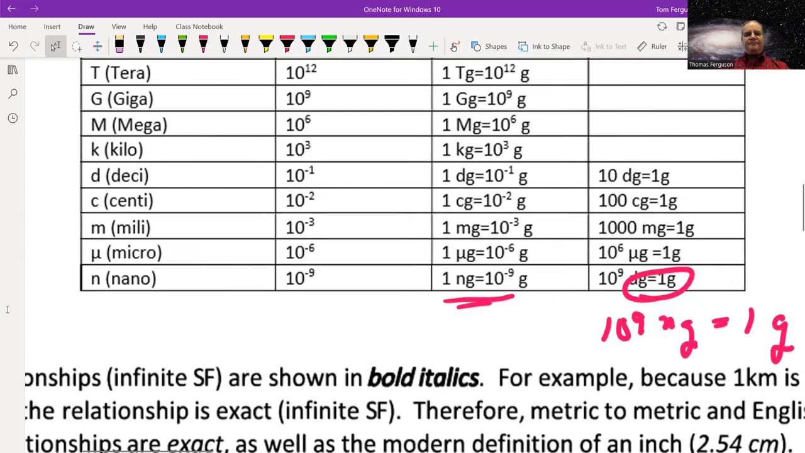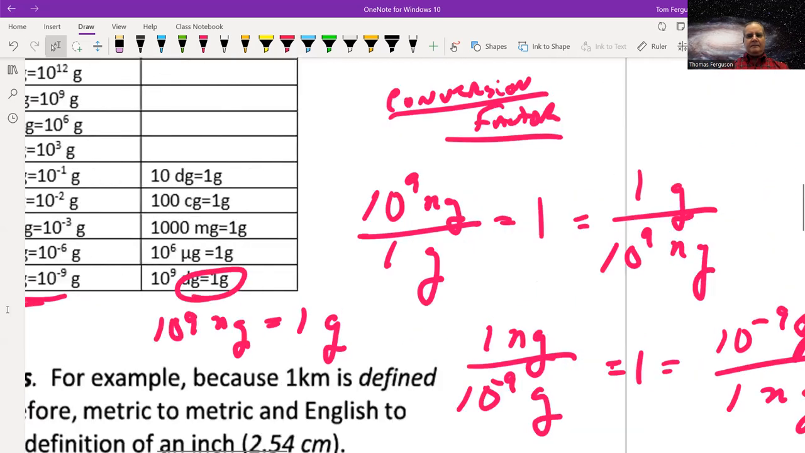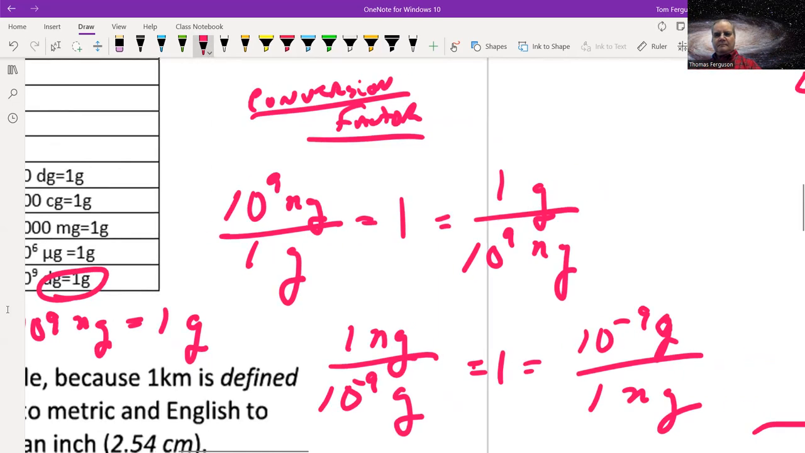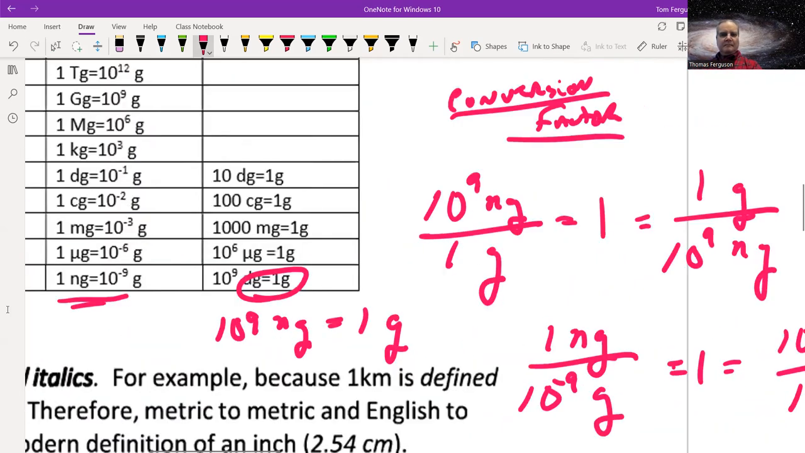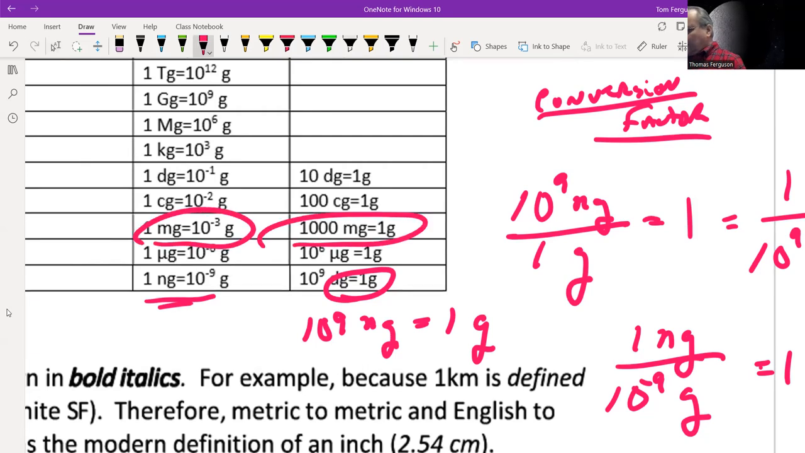Okay, so we're working with milligrams. I'm running out of real estate here. A milligram is abbreviated MG, and we'll be using those two conversions. So there's 1,000 milligrams in 1 gram. 1 milligram is equal to 10 to the minus 3 grams.